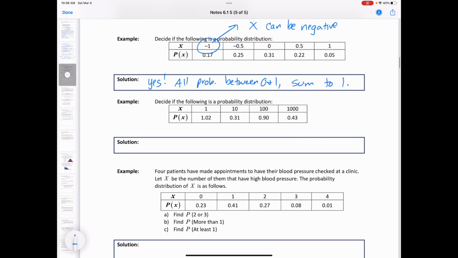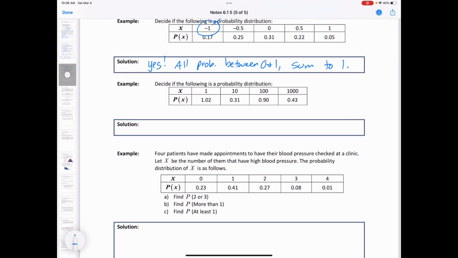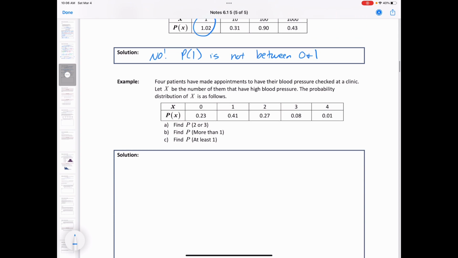The second one, decide if the following is a probability distribution. Right there, I can tell that it's not. P of 1 is not between 0 and 1. And when you look at this next one, it says 4 patients have made appointments to have their blood pressure checked at a clinic. Let X be the number of them that have high blood pressure. The probability distribution of X is as follows. When it tells you it's a probability distribution, you do not have to check it.